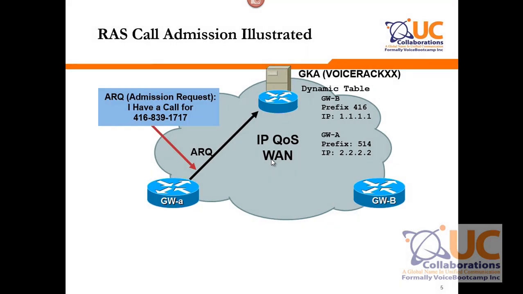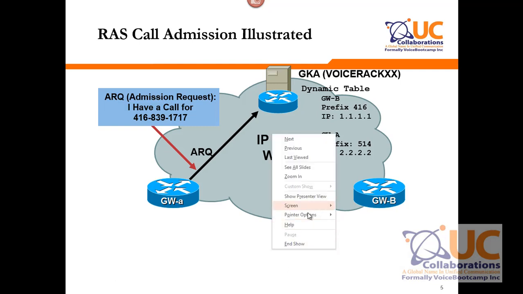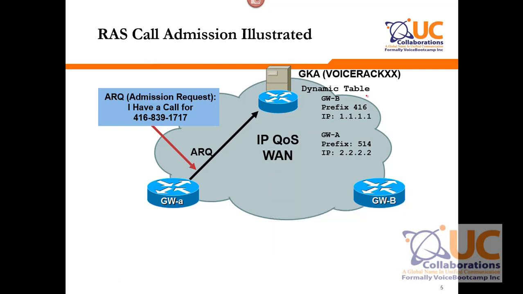As gateways register, the Gatekeeper builds a dynamic table. It builds a table with the gateway name, the prefix it can serve, and the IP address of the gateway. So in this scenario, gateway A has a call for area code 416-839-1717. Gatekeeper receives an ARQ message and then checks the phone number the user is trying to dial against the table. The closest match to that is the 416 number.